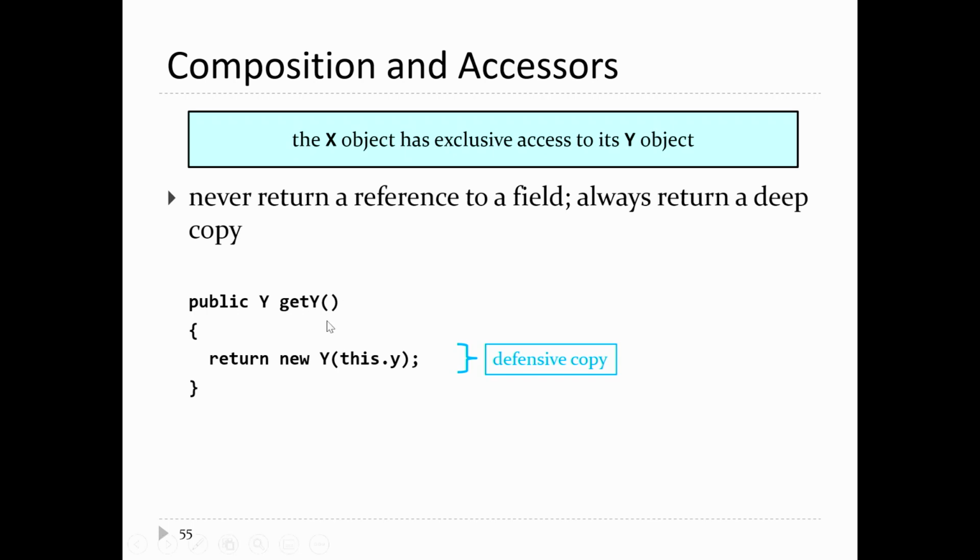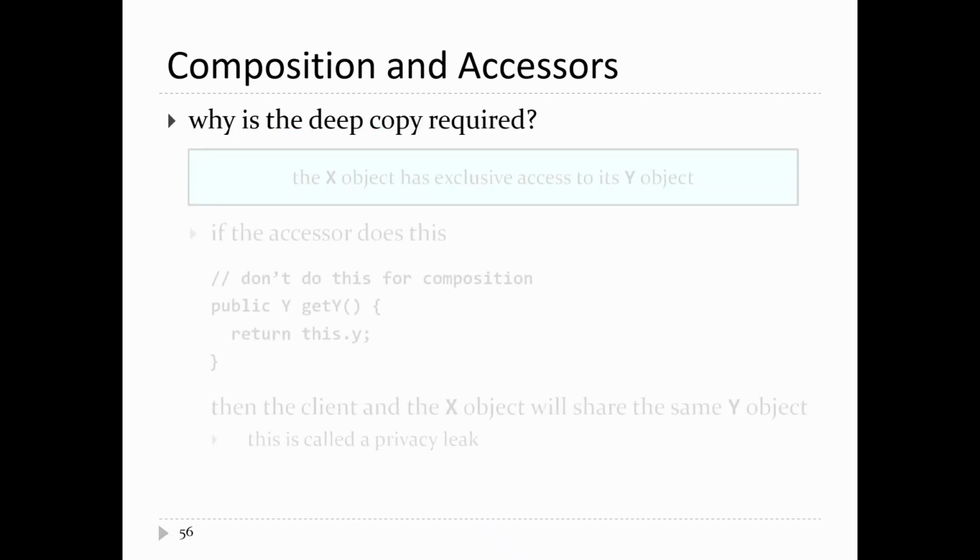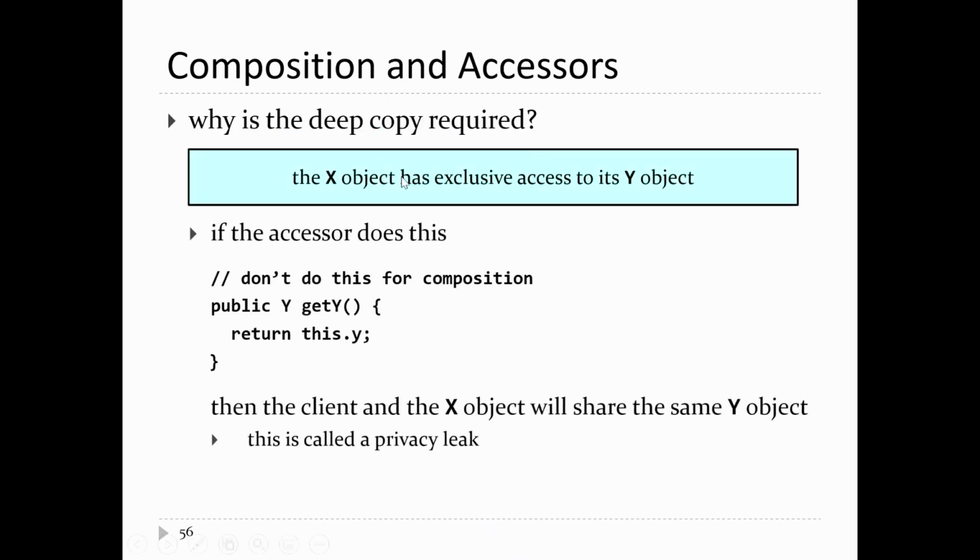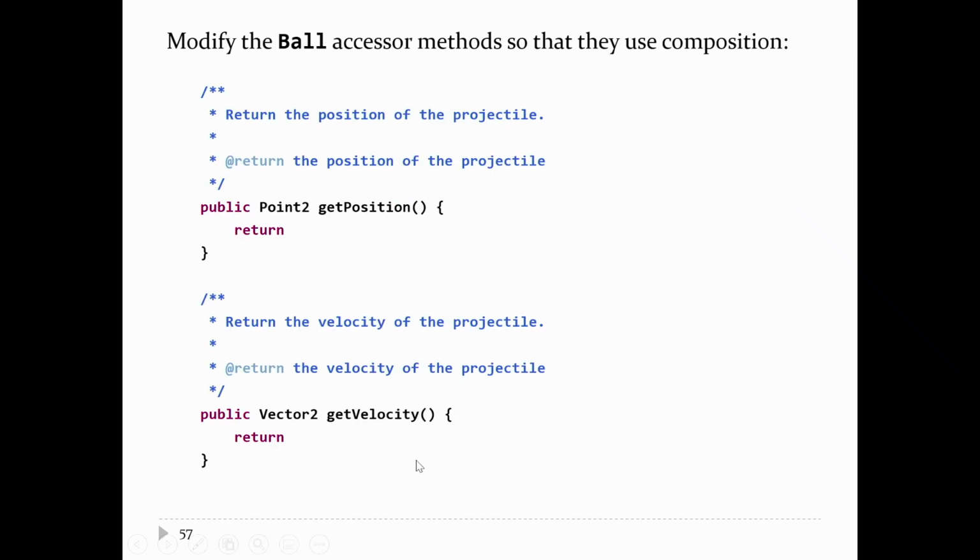Okay, if you have an accessor method that's supposed to return the internal y object, don't return the internal y object directly. Make a copy, and then return the copy. Why do you have to do that? Because you always need to ensure that every x object has exclusive access to its internal y object. If you do that, you've just handed out a reference to your internal y object. Anybody who gets that reference can modify the y object, and now your object changes. So again, that's called a privacy leak.